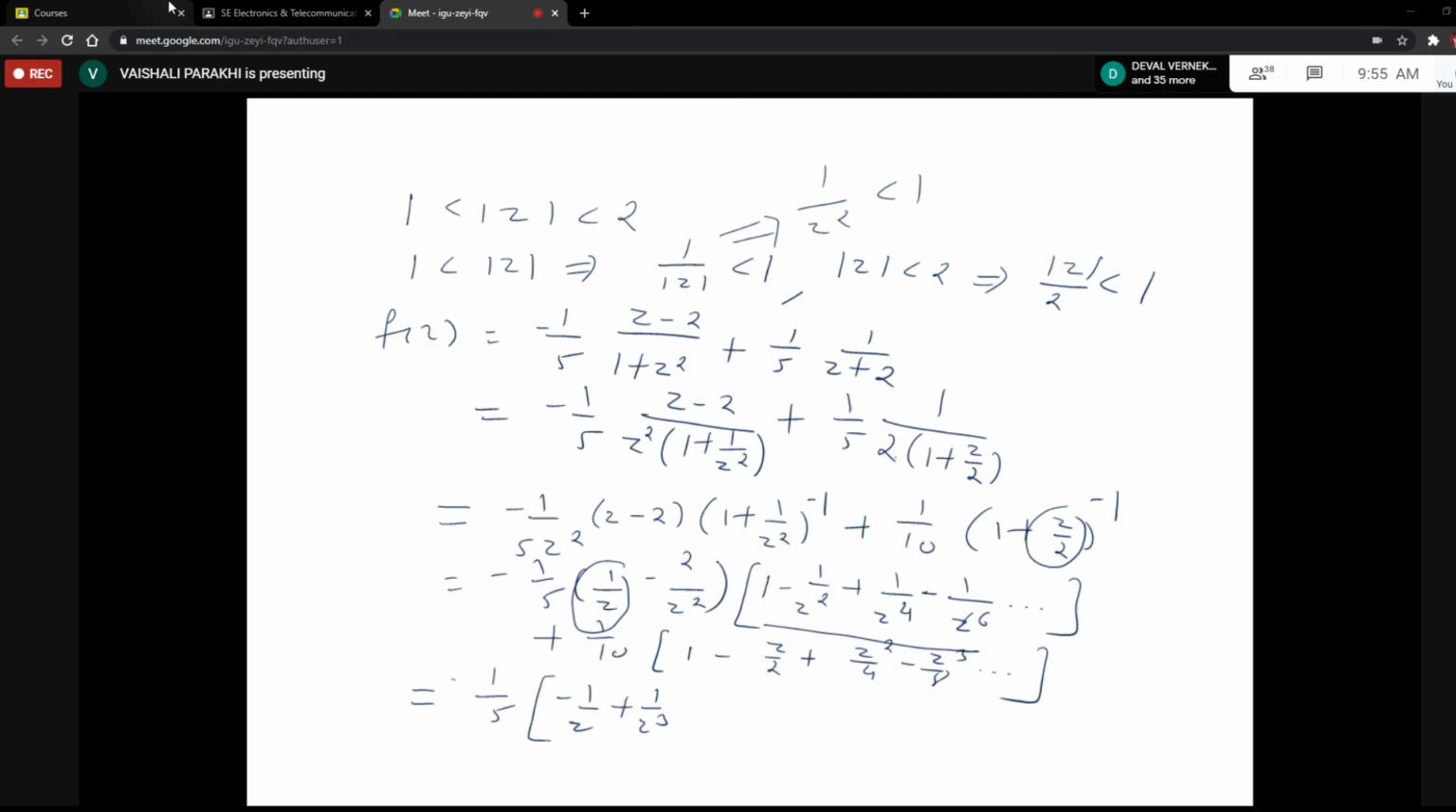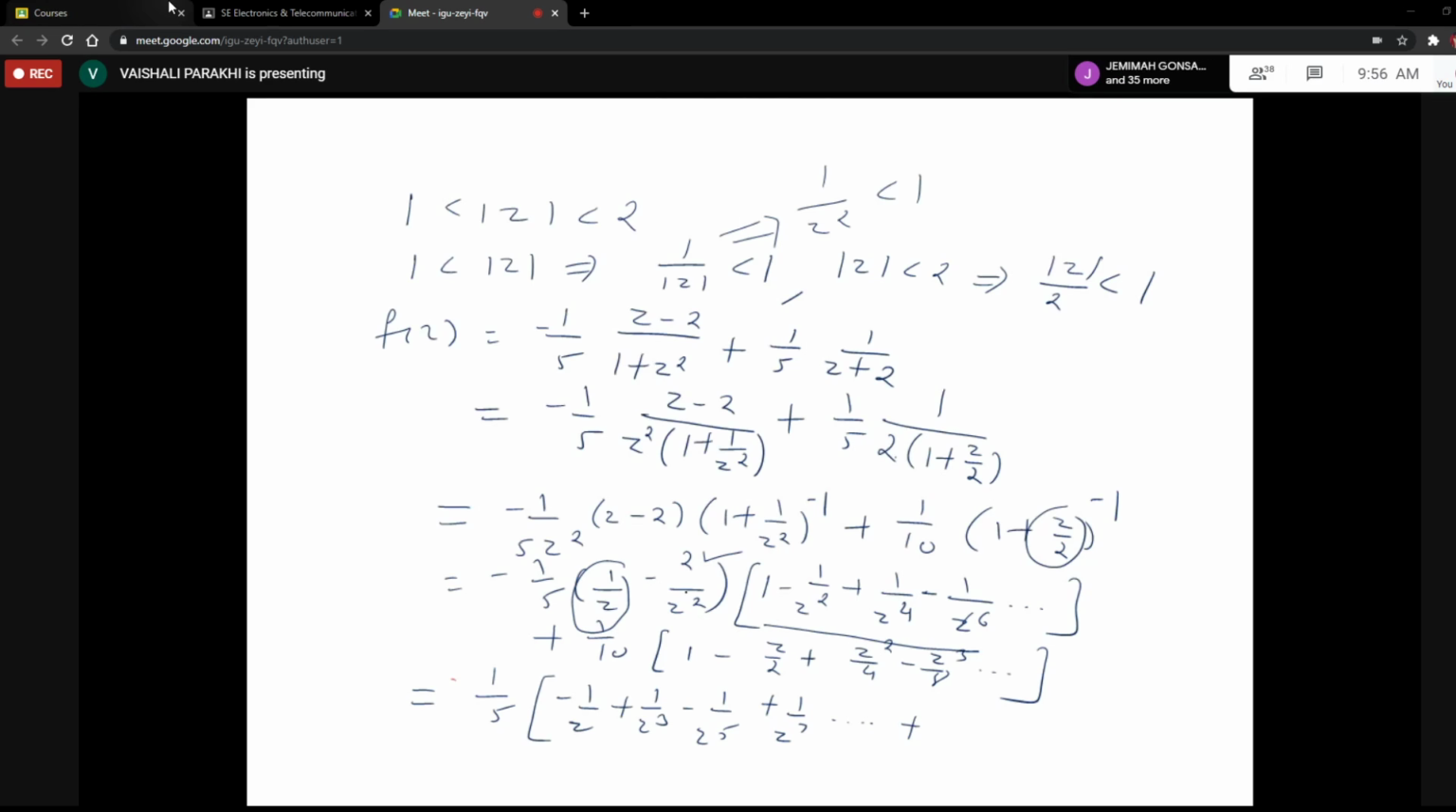Then what I'll do? After writing 2, 3 terms, I'll multiply this bracket by this 2 by z square. So this bracket contains infinitely many terms, right? So we cannot write all the terms. So term by term multiplication I'm doing. Then I will get minus 1 by z raised to 5, correct? Then I will get 1 by z raised to 7 and so many terms.